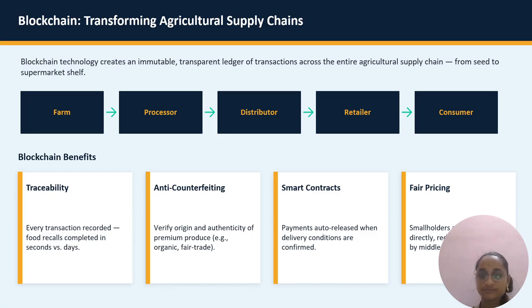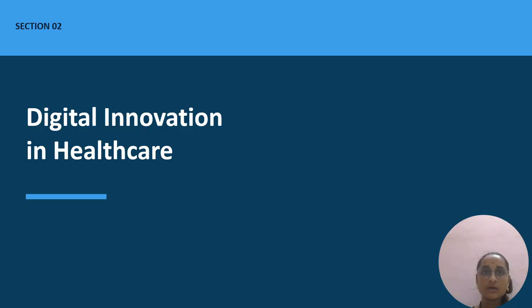Now we move to section 2, which focuses on digital innovation in healthcare. This section explains how technologies like AI, telemedicine, and digital records are improving patient care, making healthcare faster, more accurate, and more accessible.